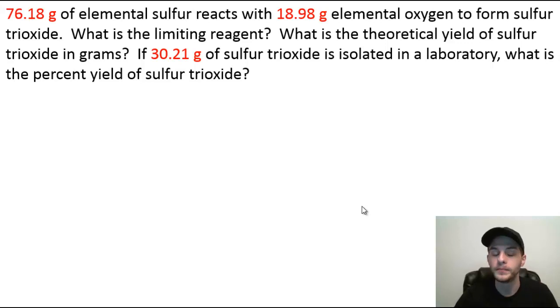So there's a lot of stuff we have to do to answer all those questions that this problem is asking for. And again, it all begins with writing a balanced chemical equation for the reaction that this problem is describing. In order to write a correct equation, we have to write the correct formulas for sulfur, for oxygen, and for sulfur trioxide. So let's start with the reactants of the chemical equation.